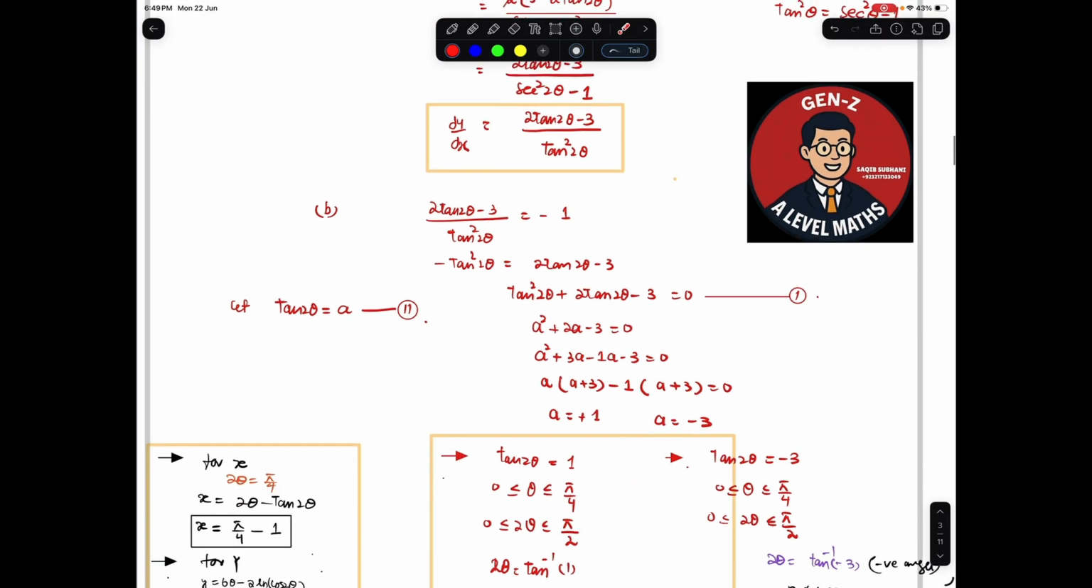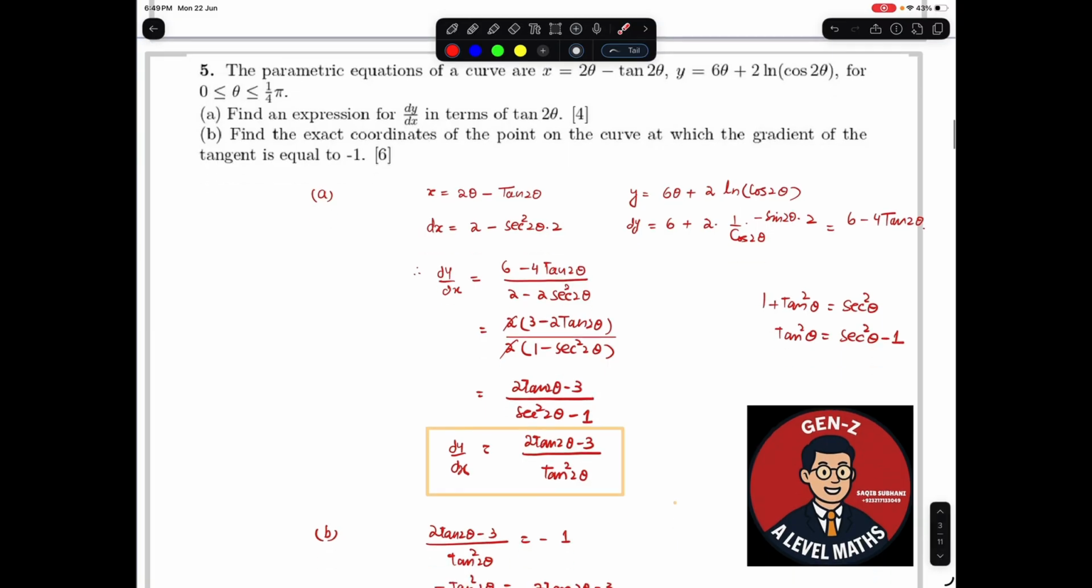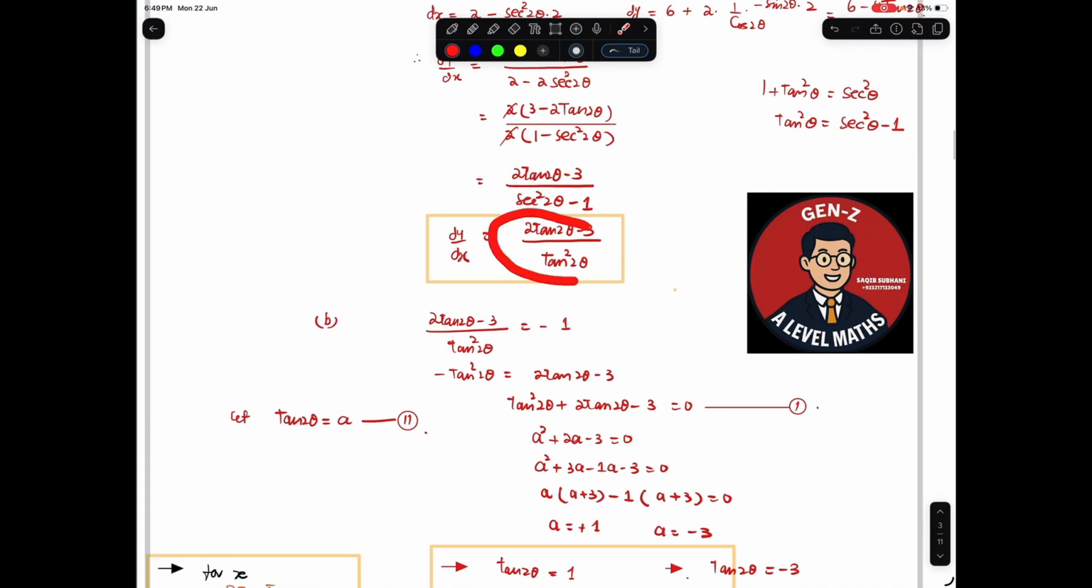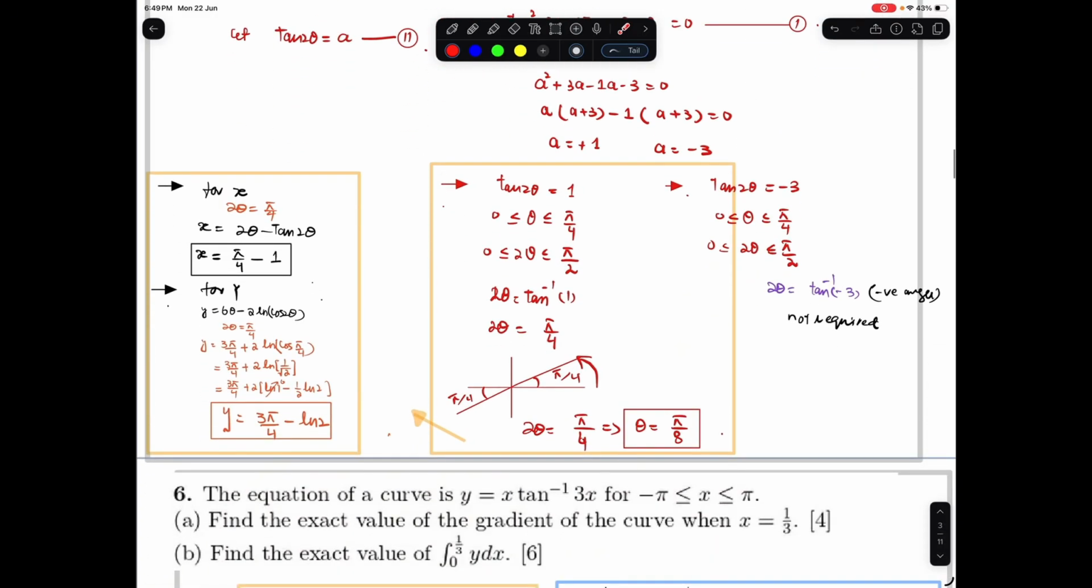Okay, the next part is to find the exact coordinates of the point on the curve at which the gradient of the tangent to the curve is minus 1. So put this equal to minus 1. You will get a quadratic in terms of tan 2 theta. Then use the substitution tan 2 theta is equal to a. You will get a quadratic and two values: a is equal to this, or a is equal to minus 3. So tan 2 theta is equal to 1.